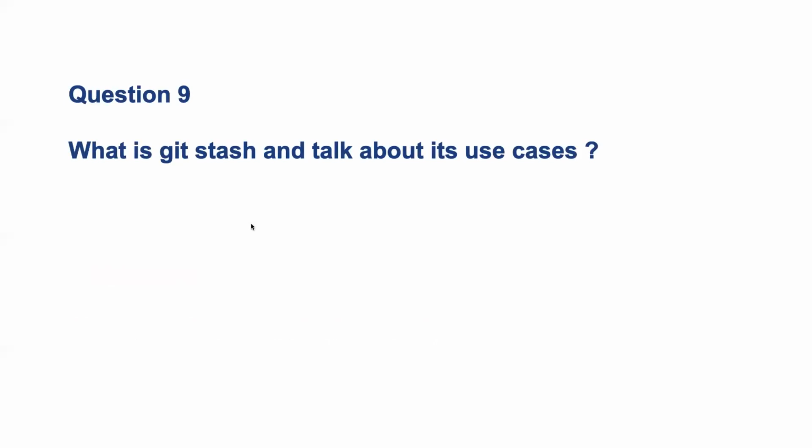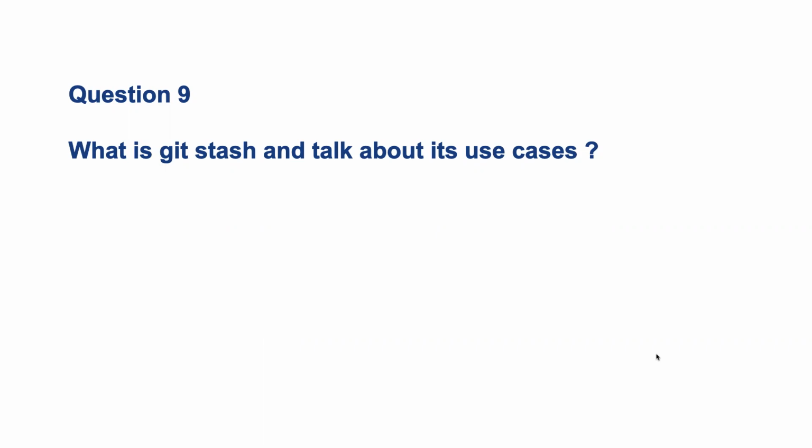Now, question number 9, what is Git Stash, and talk about its use cases. Basically, Git Stash temporarily saves changes that you have made on your working copy. Let's assume you're working on a code change, and immediately there is a very serious bug, and you want to move from this bug to the other bug. And you cannot commit these changes because they are not ready.